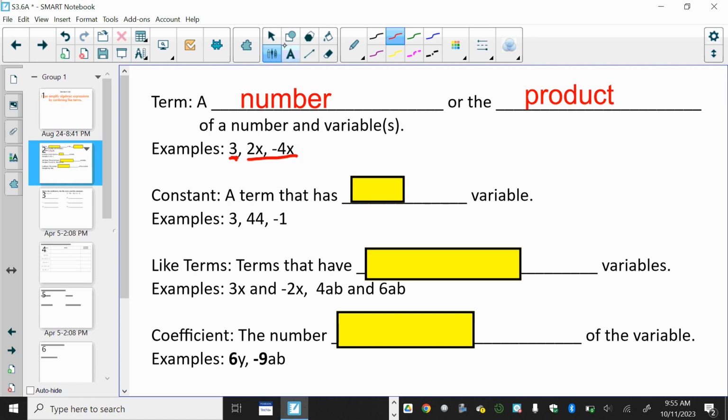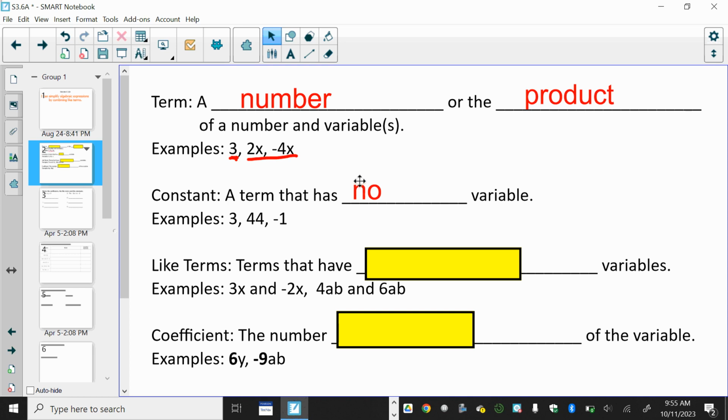All right. A constant is a term that has no variable. 3, 44, -1. These are examples, just any number that's in one of these variable expressions or equations that doesn't have a letter next to it implying multiplication.